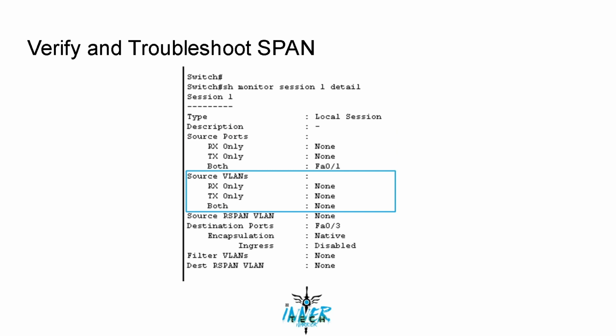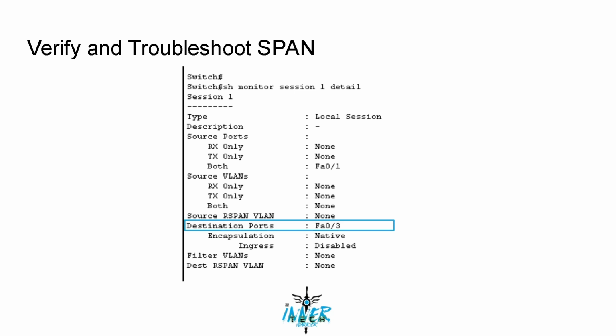Source VLANs. This section displays information about the source VLANs being monitored by the SPAN session. Similar to the source ports section, it shows VLANs that are being monitored for received traffic only, transmitted traffic only, or both. In this case, no VLANs are being monitored. Source RSPAN VLAN. This field displays the RSPAN, remote SPAN, VLAN being used as a source for the SPAN session if one had been configured. In this case, there is no RSPAN VLAN as we have not configured it, since this is a local SPAN.